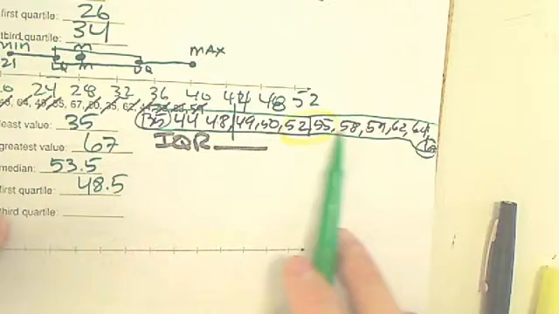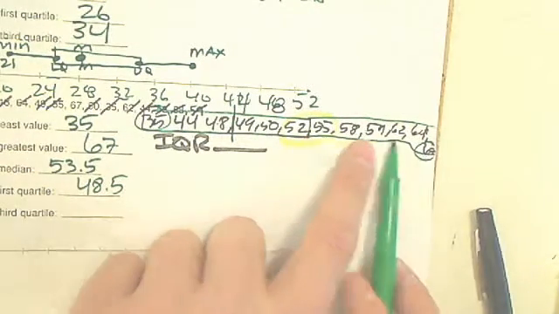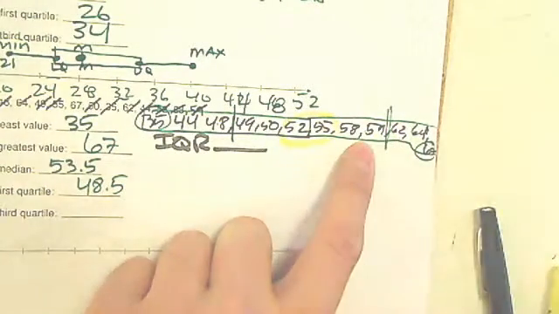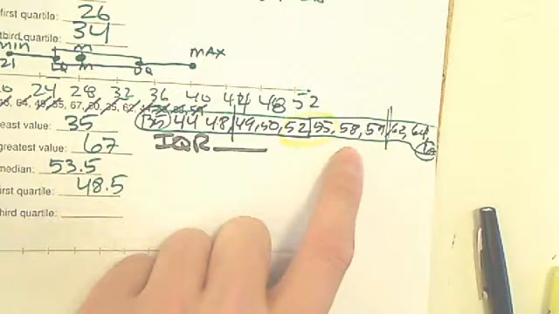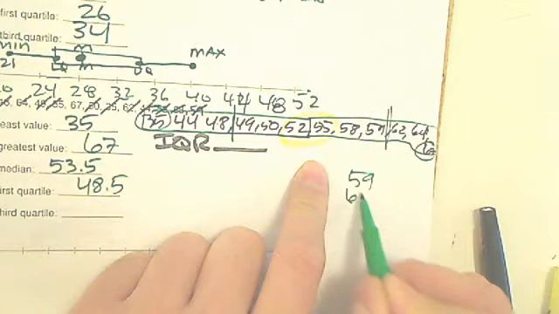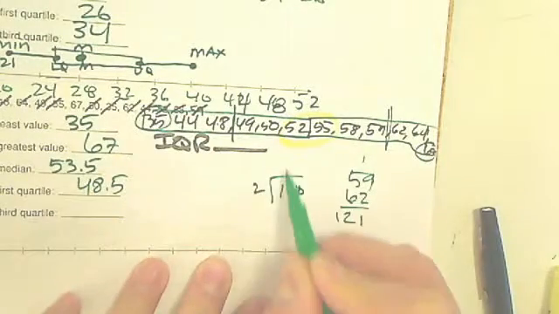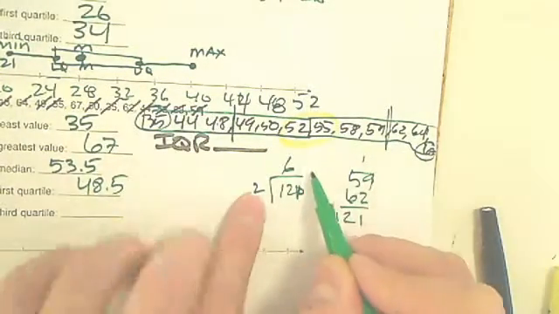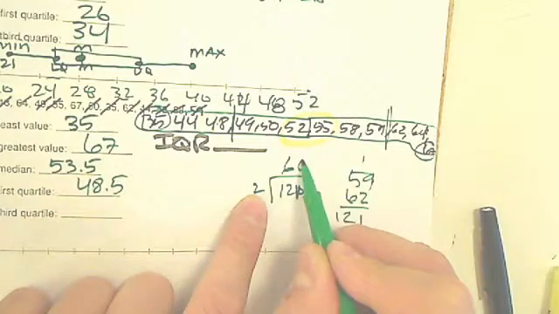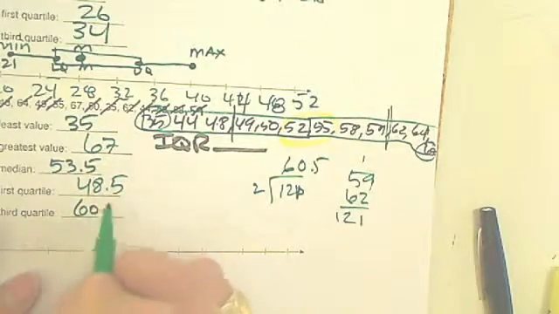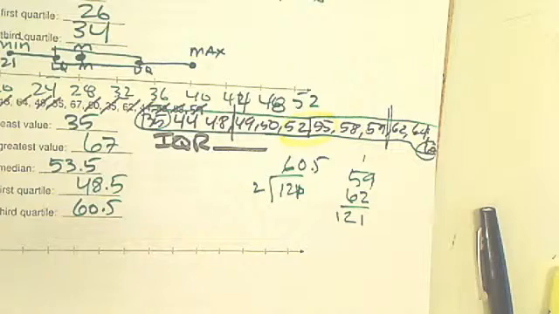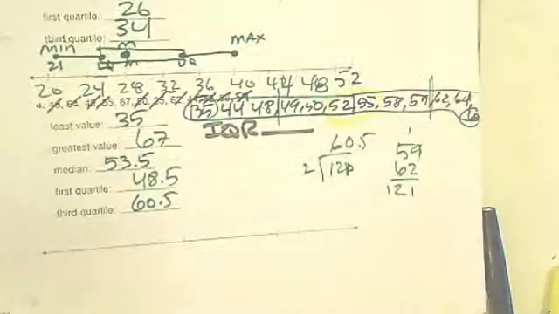What's the middle of the high? Be careful. It's between these two numbers, 59 and 62. You add them and then you divide by 2. 59 plus 62 is 121. 121 divided by 2 is 60.5. 60.5 is the middle of the high.